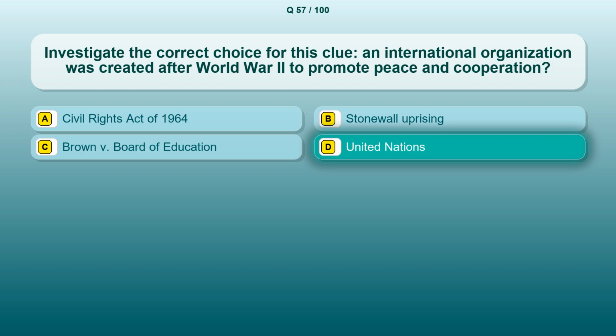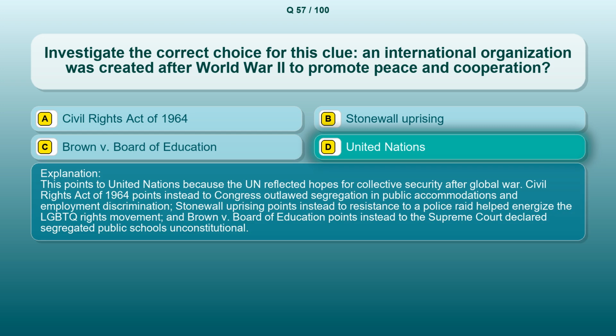The correct answer is option D, United Nations. This points to United Nations because the UN reflected hopes for collective security after global war. Civil Rights Act of 1964 points instead to Congress outlawed segregation in public accommodations and employment discrimination. Stonewall Uprising points instead to resistance to a police raid helped energize the LGBTQ rights movement. And Brown v. Board of Education points instead to the Supreme Court declared segregated public schools unconstitutional.